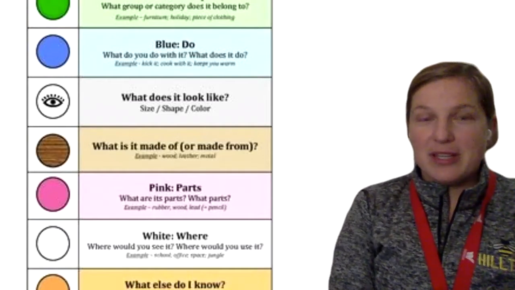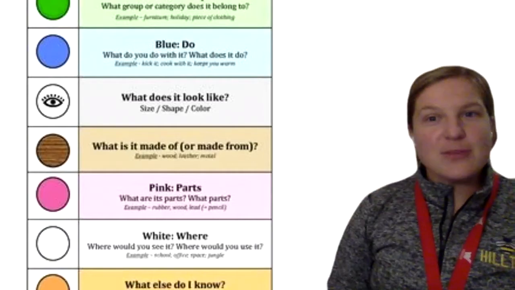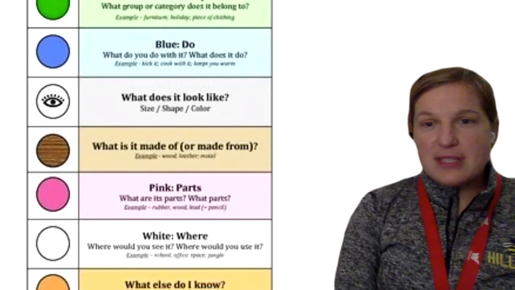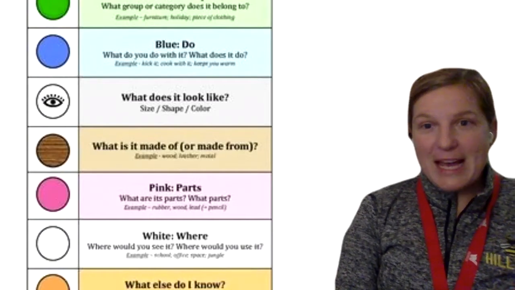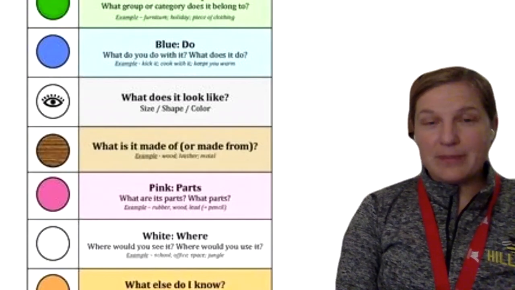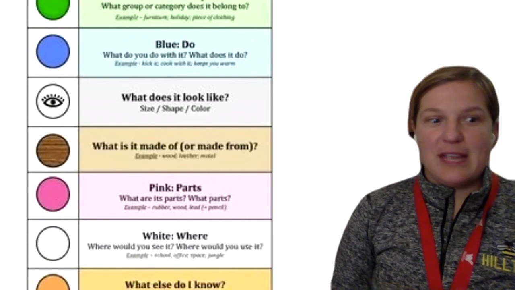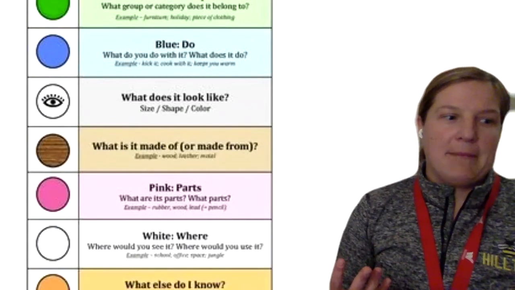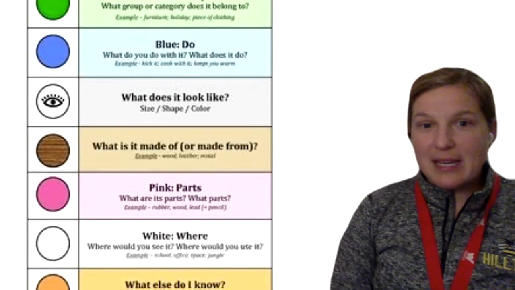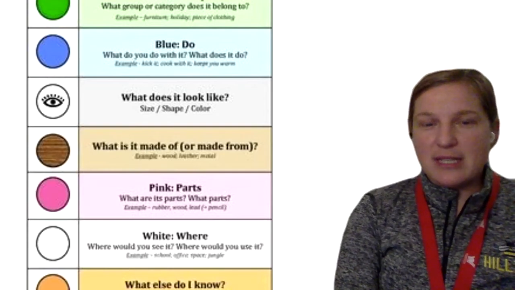Eye, the eyeball there. What does it look like? So you can talk about size, shape, color, pattern. Wood, what is it made of or made from? Pink, parts. So for example, if you're looking at a book, it has the cover, it has pages, it has the binding. White, where would you see it or where would you use it?